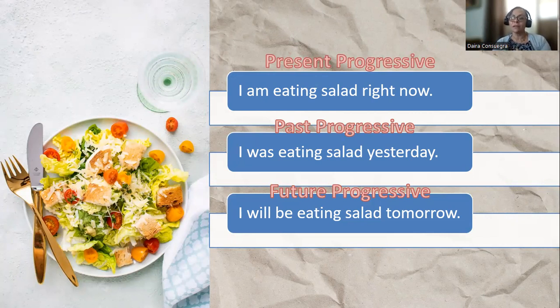Past progressive, el pasado progresivo. I was eating salad yesterday. Yesterday is the key word. La palabra clave para el pasado es ayer. In future progressive, we have the word tomorrow. I will be eating salad tomorrow. Comeré ensalada mañana. So with the keywords, you can identify the present progressive, the past progressive, and the future progressive.